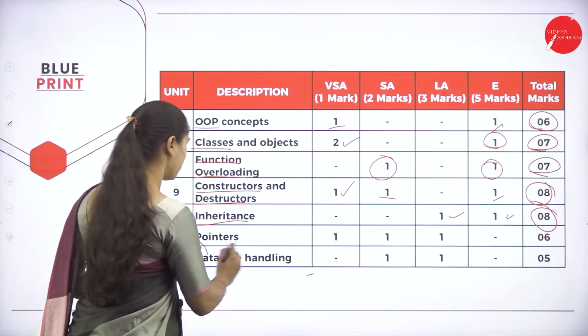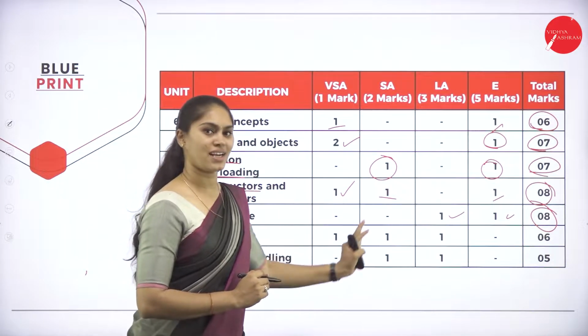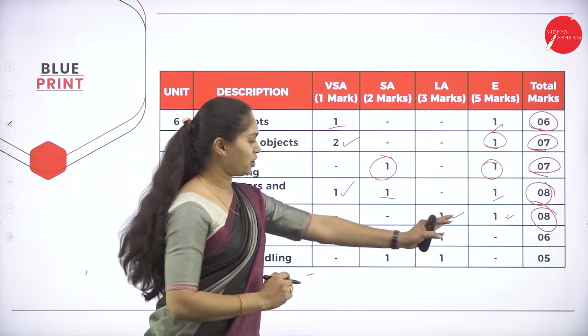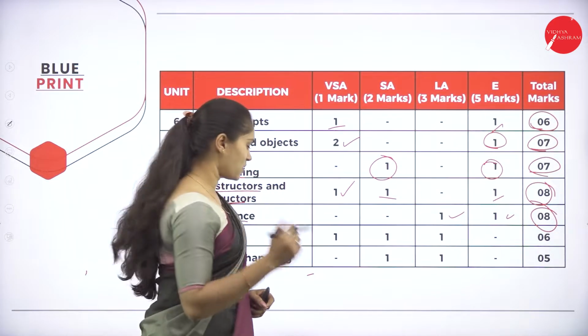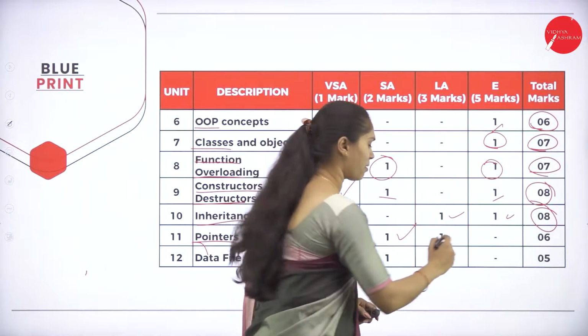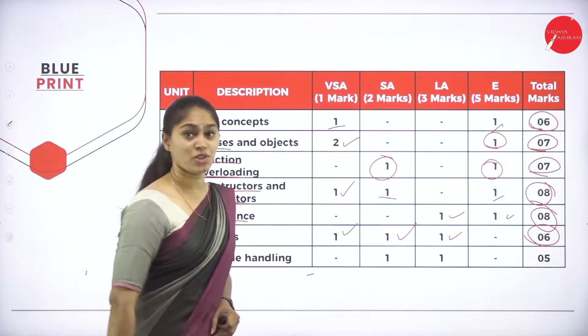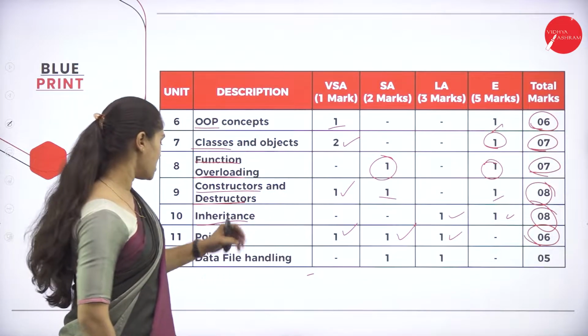Next we have chapter number 11, that is pointers. In this you need to concentrate on part A, B as well as C. No need to worry about the 5 mark question. So 1 question for 1 mark, 1 question for 2 marks and 1 question for 3 marks. No 5 mark question, and this is going to give you 6 marks from this chapter.